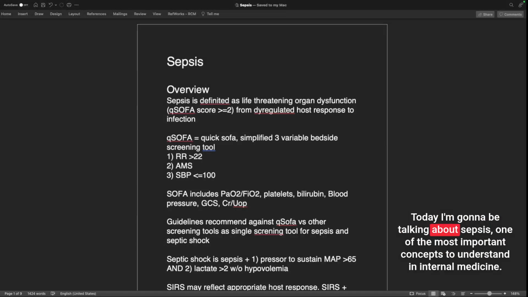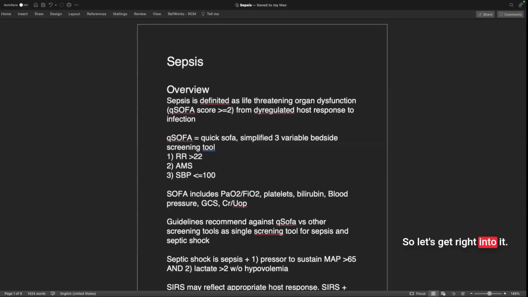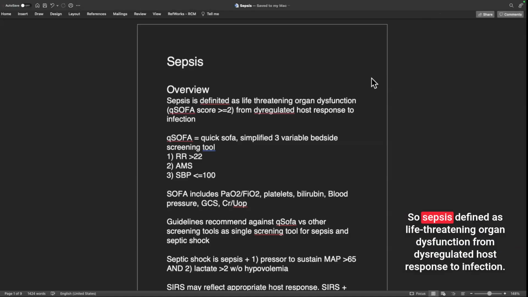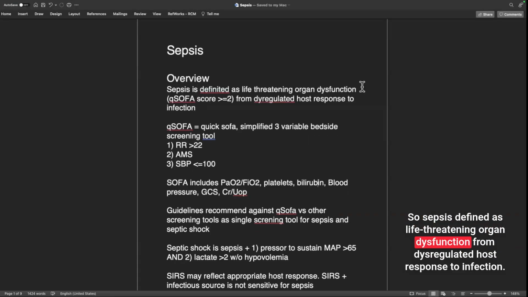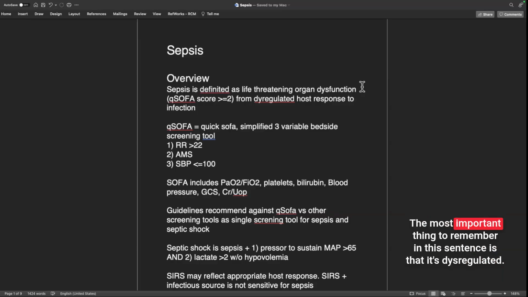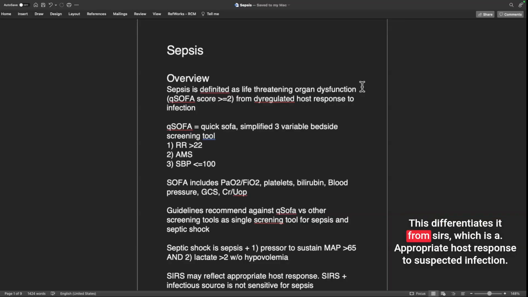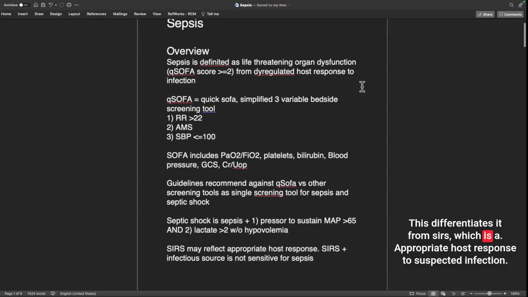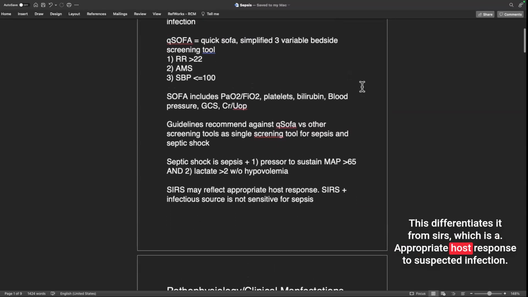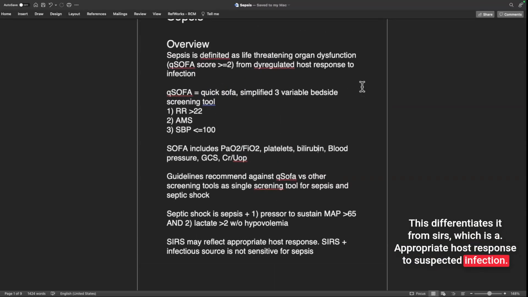Today I'm going to be talking about sepsis, one of the most important concepts to understand in internal medicine. So, let's get right into it. So, sepsis, defined as life-threatening organ dysfunction from dysregulated host response to infection. The most important thing to remember in this sentence is that it's dysregulated. This differentiates it from SIRS, which is an appropriate host response to suspected infection.